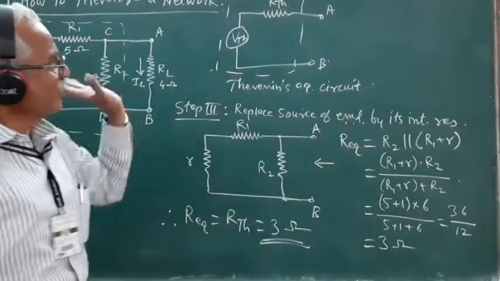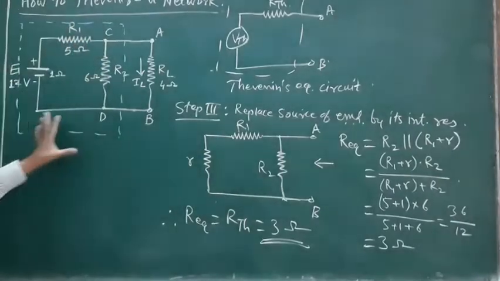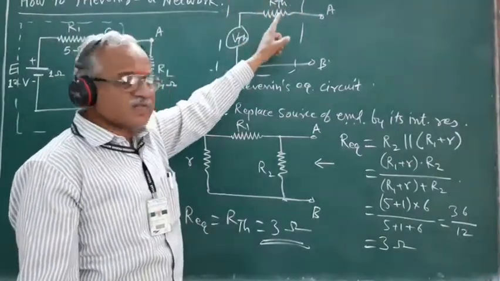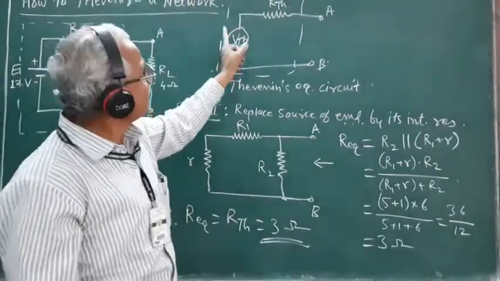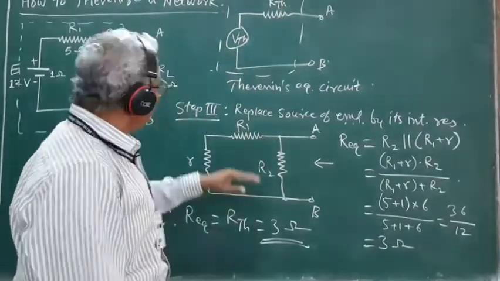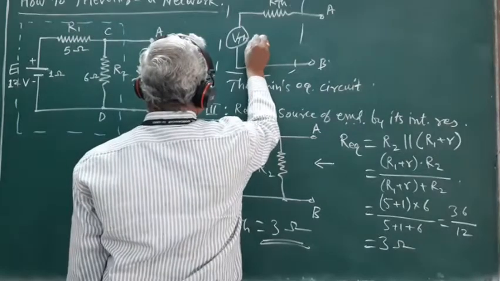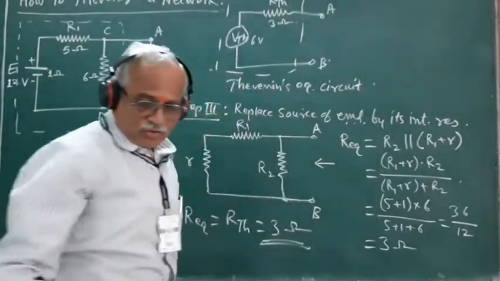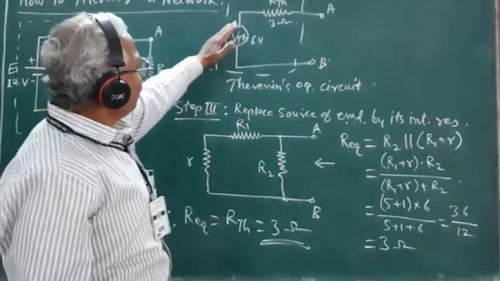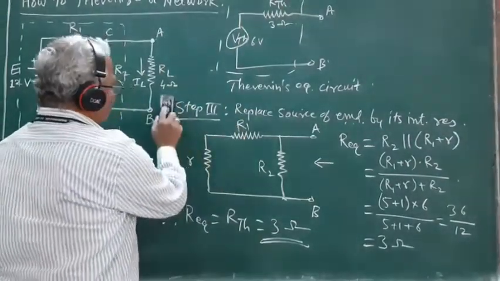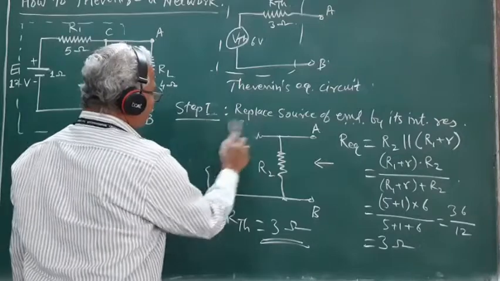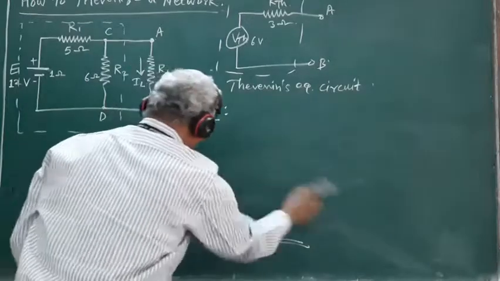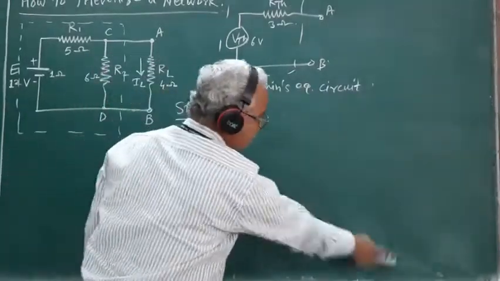This is the Thevenin equivalent circuit. So this complicated network inside this box is replaced by a simple series circuit consisting of a constant voltage source in series with an equivalent resistance. The value of VTH we have calculated is 6 volt, and the value of RTH is 3 ohm. Once we have obtained VTH and RTH, in the last step, step 4, we have to find out the current flowing through this load resistance R.